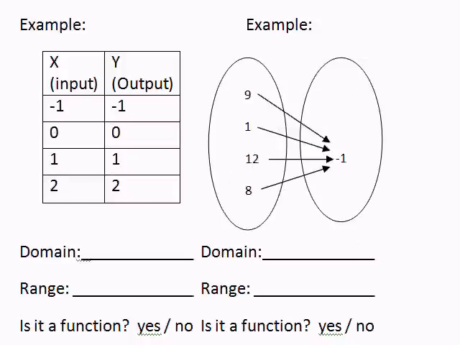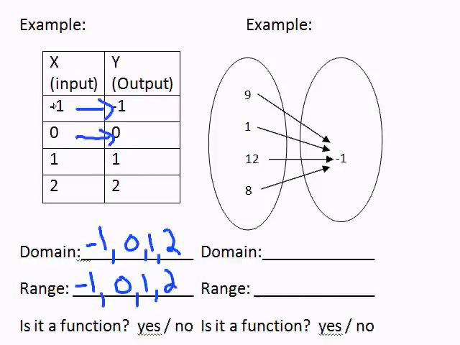Here's a couple of examples for you to try on your own. Go ahead and press pause, and when you're ready to see the answer, press play. All right, on that first one, domain. Your domain are all of your x values, or your inputs: negative 1, 0, 1, 2. Your range are your outputs: negative 1, 0, 1, 2. Is it a function? Sure. All of these numbers on the left-hand side go to just one number on the right-hand side. So yes, it is a function.